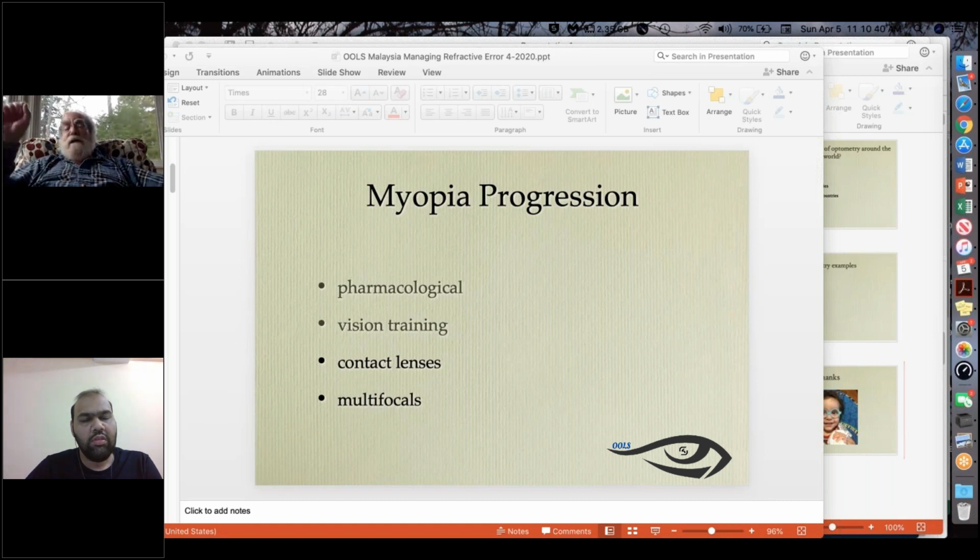What I do is I take a 4 base out handheld prism and put it in front of what I think is the good eye. I look at the response of the other eye, the fellow eye, and what I expect to see is that eye moving out first, and then having a refixation movement inward. So the prism goes in front of the good eye, and the fellow eye turns out, then turns back in. That's a normal response.